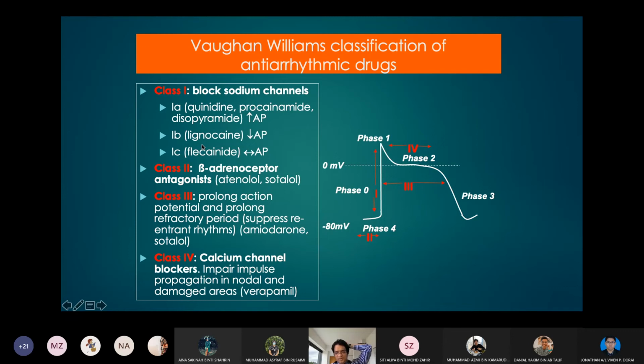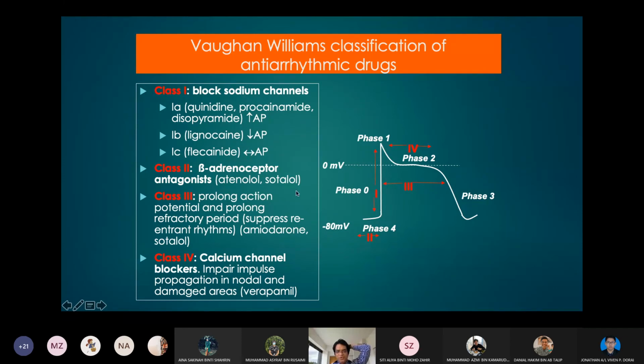But at this moment, you should remember why you want to block the sodium channel. Because if you block the sodium channel, you can inhibit the cardiac action potential. If you inhibit the cardiac action potential, definitely you are reducing the generation and circulation of fast impulses. You are controlling that. So that is class 1.